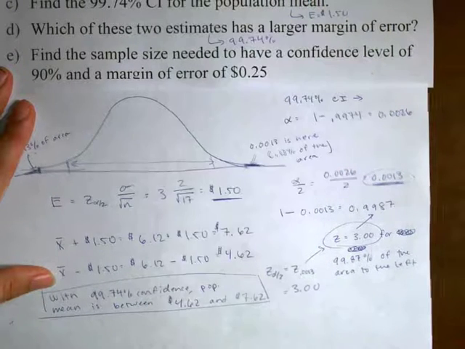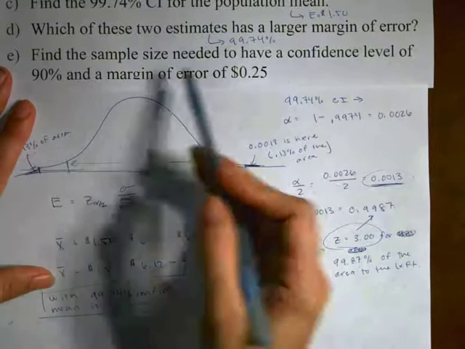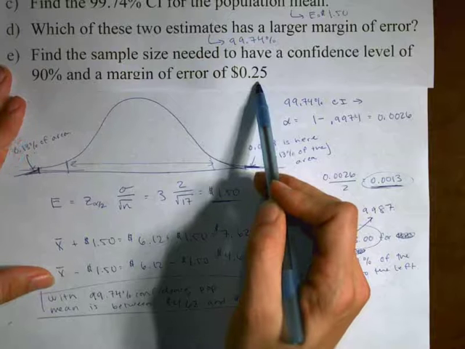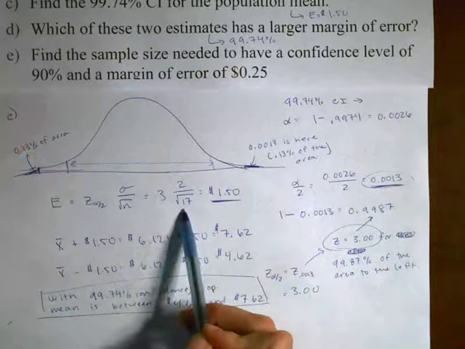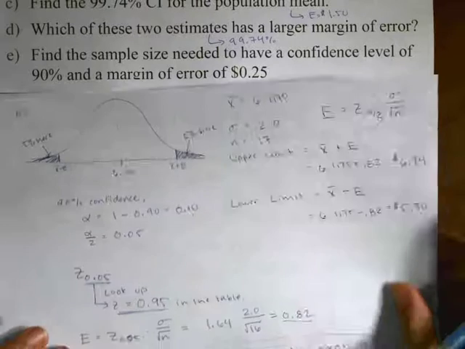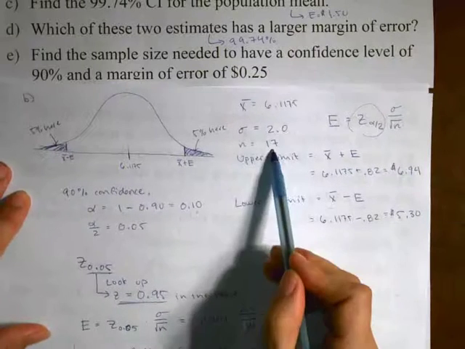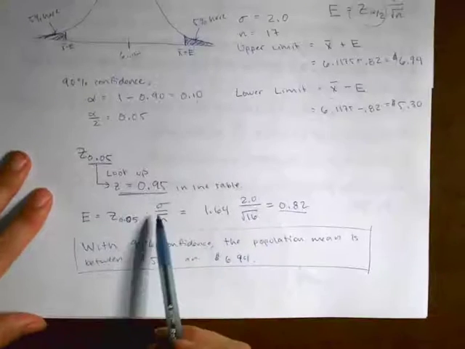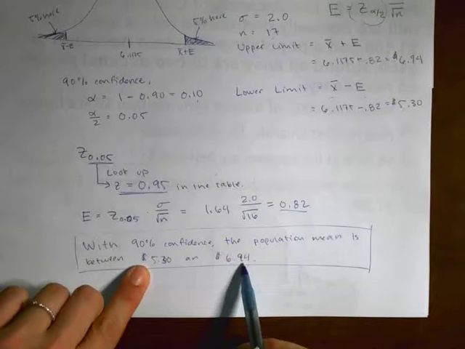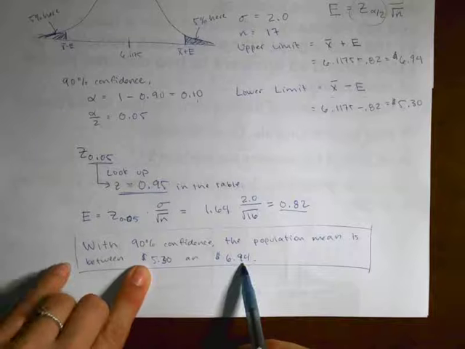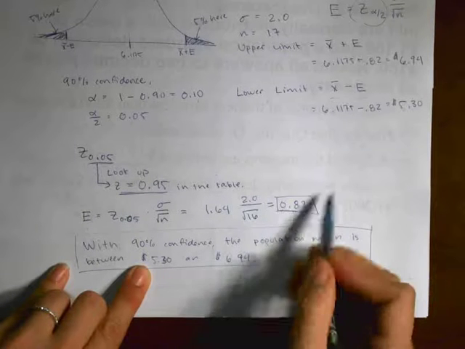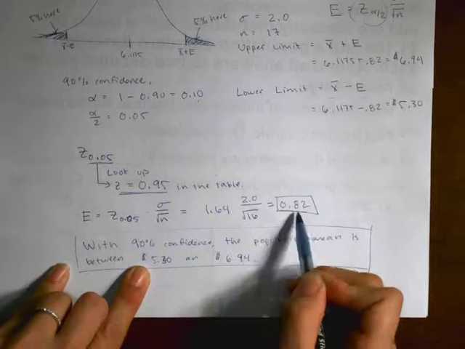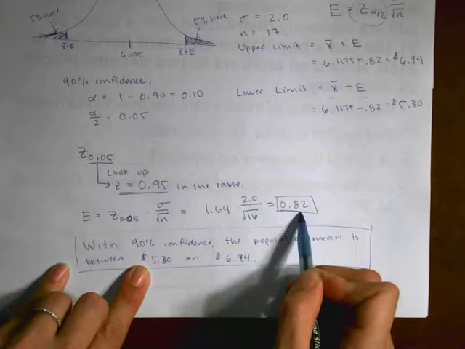Okay, which of the two estimates has a larger margin of error? We already talked about this, so I will go ahead and say that that is the 99.74% estimate. Find the sample size needed to have a confidence level of 90% and a margin of error of 25 cents. So with this sample size of only 17, where did I put this? It's down here. With our sample size of only 17 and a 90% confidence, we ended up with a margin of error that gave us a range between 530 and 694. So our margin of error was 82 cents.